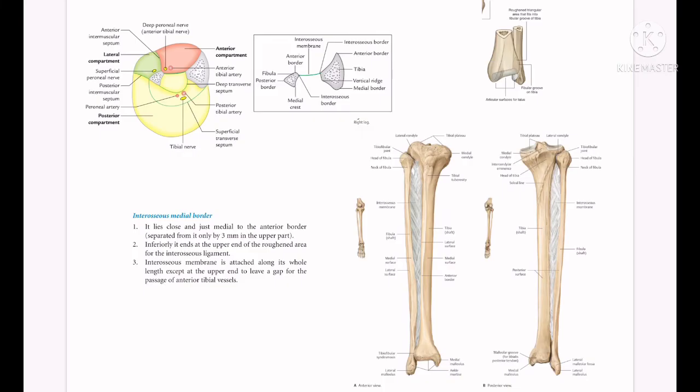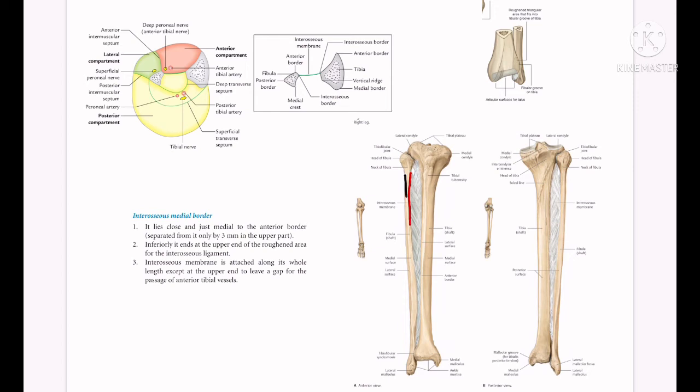Okay, let's talk about the interosseous or medial border. The interosseous border, in its upper part, lies close and just medial to the anterior border. So let's mark the interosseous border in the upper end. This is the interosseous border in the upper end, whereas the anterior border in the upper end is like this. So in the upper end, the interosseous border is quite close to the anterior border. And then it goes on downward.